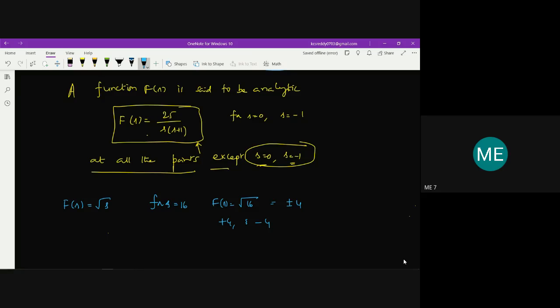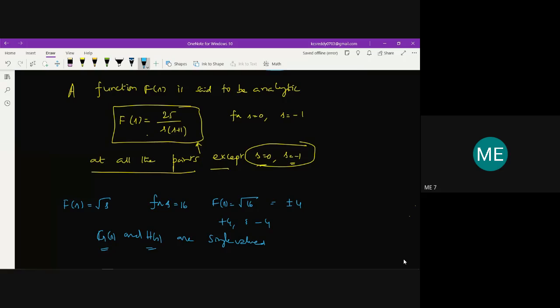In control system analysis, we assume that the transfer functions of the system, g of s as well as h of s, are single valued functions. So now we have understood what is meant by an analytic function, as well as what is meant by a single valued function. Analytic is nothing but a function which has a finite value at any point.